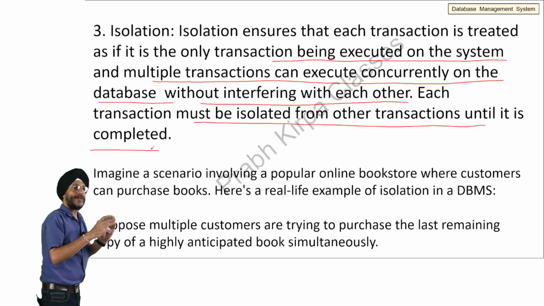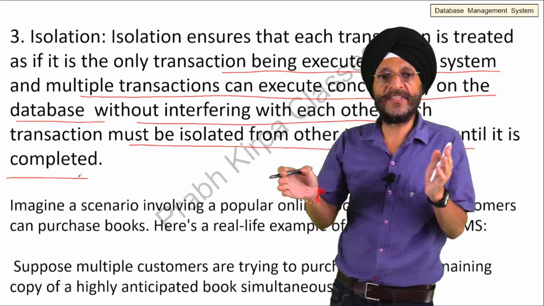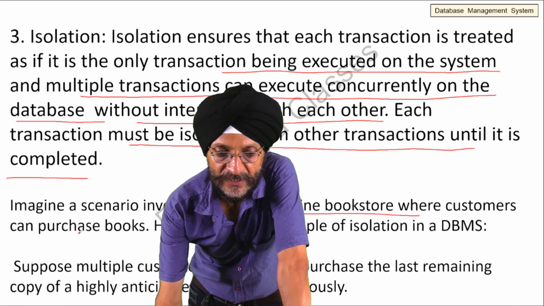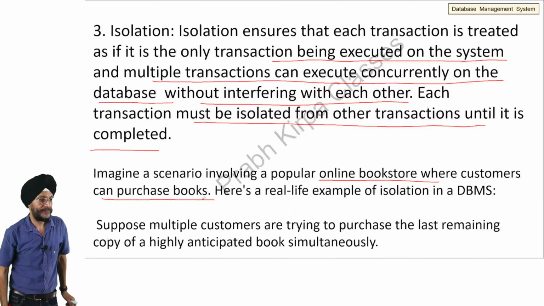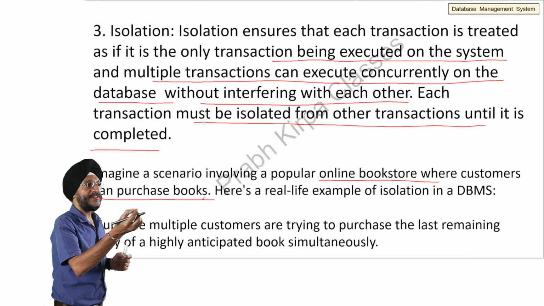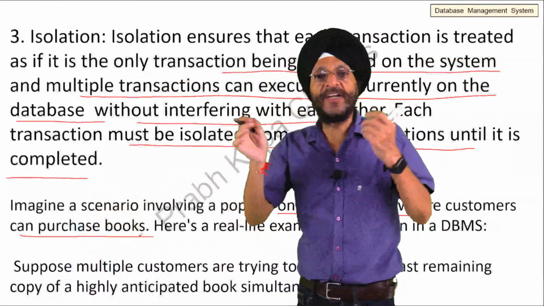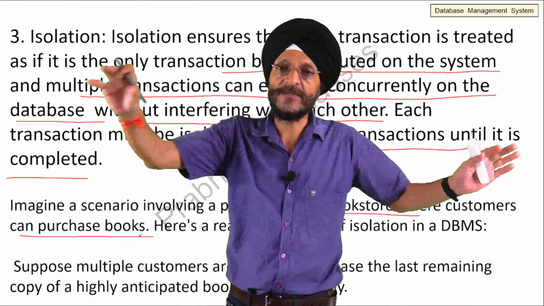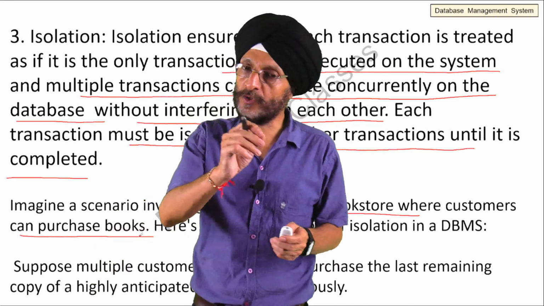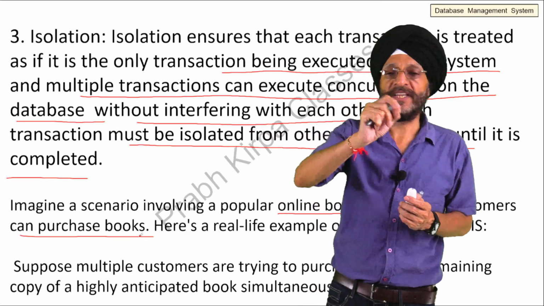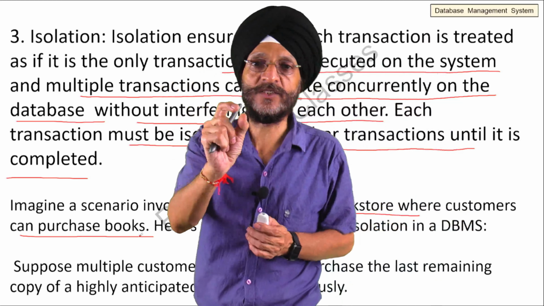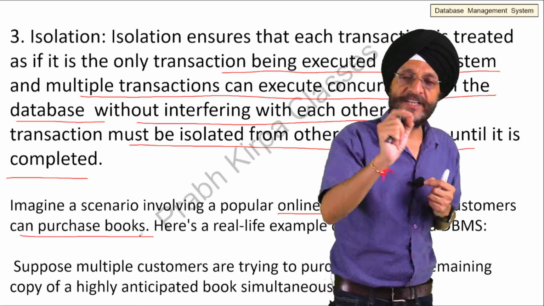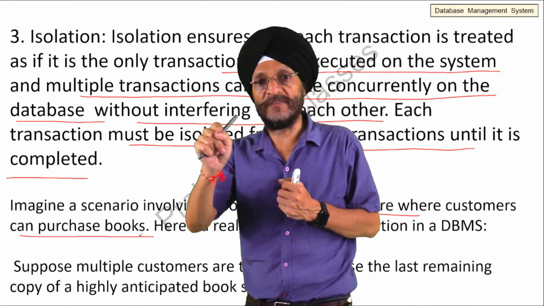Now we will try to understand this isolation property with the help of an example of an online bookstore where customers can purchase books. Suppose there is one last copy of a book which is in great demand, and the online bookseller has only one copy of the same, but the customers are many who are approaching the site. Suppose only two customers A and B are approaching the site for the purchase of one particular book, which is available in single quantity. That is, only one copy of that said book is available.